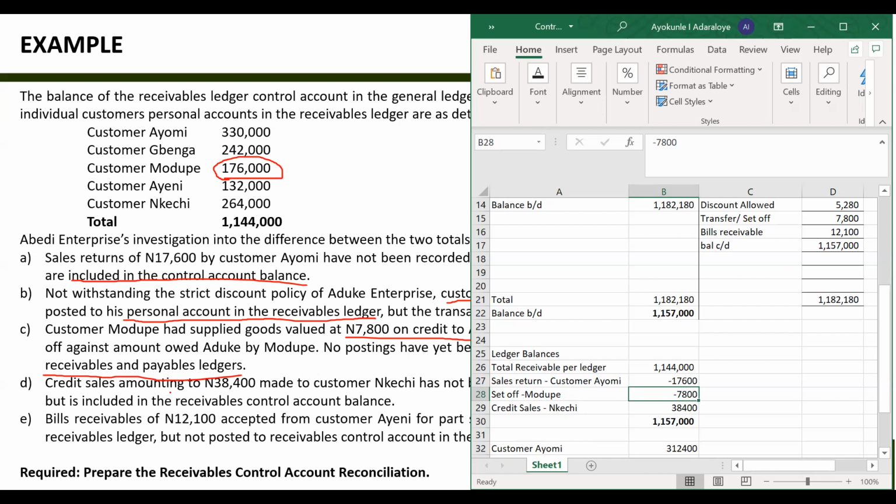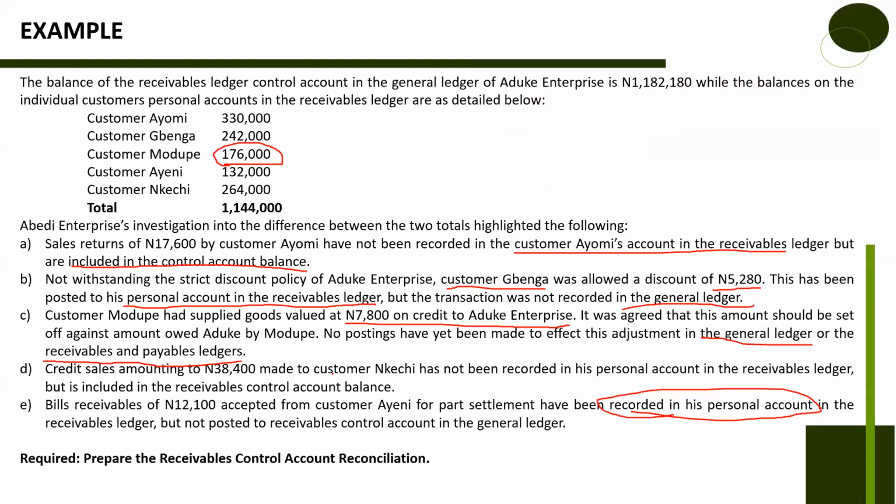Now let's go to item number 4. Credit sales amounting to 38,400 made to customer Nkechi have not been recorded in his personal account in the receivable ledger, but are included in the receivable control account balance. Credit sales, meaning that customer Nkechi got additional credit sales during this period. And we said what? If the receivable is increasing, you do what? You debit that particular account.